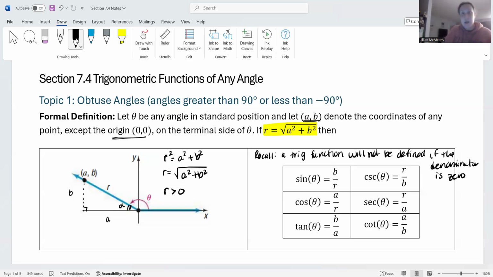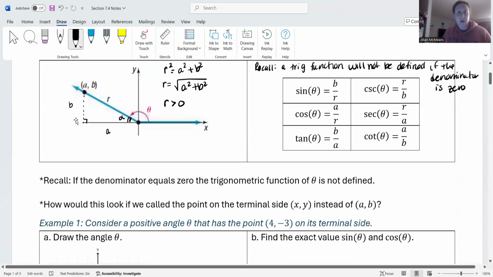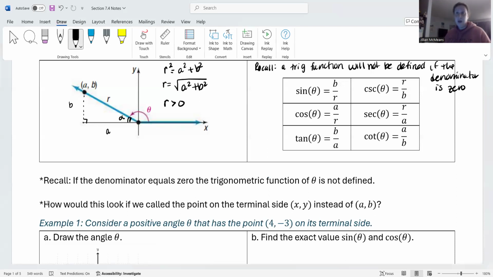Now, one other thing that I have listed down here. We've already talked about the denominators being zero. One other thing is, how would this all look if we called the point on the terminal side just (x, y) instead of (a, b), okay? It's going to be important soon. We're going to start thinking of it more as (x, y). We're going to build this thing called the unit circle, and knowing that the point on the terminal side of your angle is (x, y) is going to be really helpful.